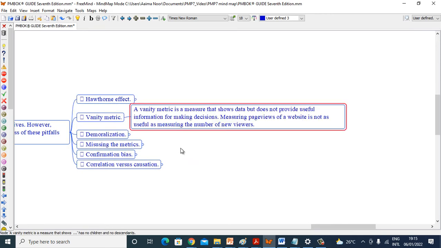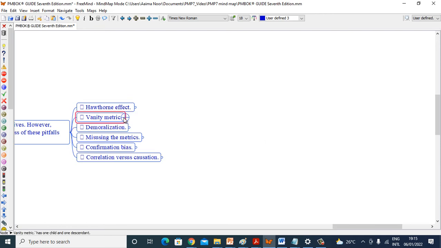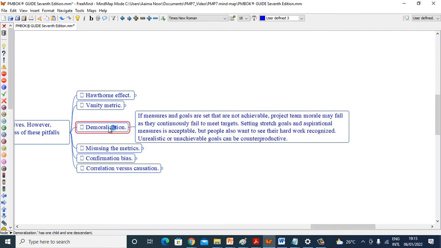Vanity metric. A vanity metric is a measure that shows data but does not provide useful information for making decisions. Measuring page views of a website is not as useful as measuring the number of new viewers. Demoralization. If measures and goals are set that are not achievable, project team morale may fall as they continuously fail to meet targets. Setting stretch goals and aspirational measures is acceptable, but people also want to see their hard work recognized. Unrealistic or unachievable goals can be counterproductive.